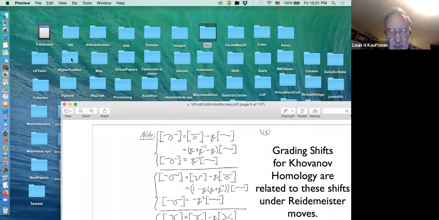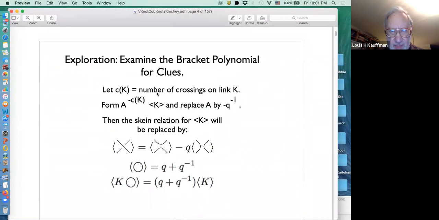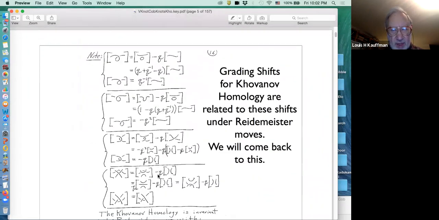Let's recall where we were. I'll do a little review. We're using the bracket polynomial in this form, where the variable is q, and we will evaluate the loop as q plus q inverse, and even the unknotted circle gets an evaluation in this form, and we expand with a minus q here, and then we can check.